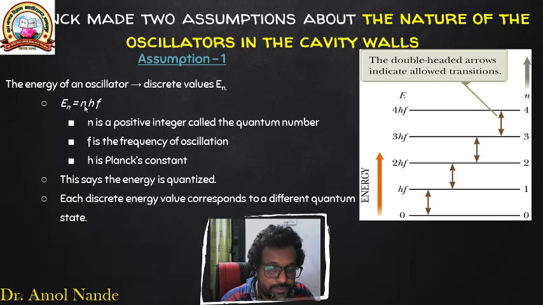When n is equal to 0, you are in the ground state, so the quantum number is 0. When n is equal to 1, the energy E1 is equal to hf. This is the first energy state, and your quantum number is 1.